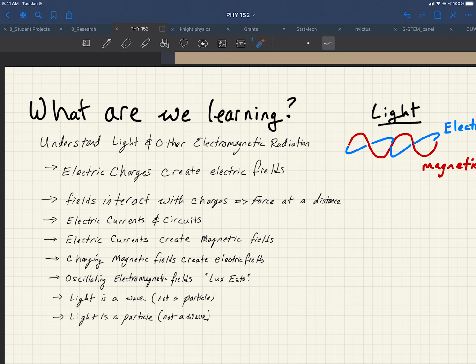Once we understand how to create forces at a distance, we're going to understand how to create electric currents and how to create electric circuits. From that, we're also going to study how electric currents create magnetic fields. We're going to learn that there isn't a separate magnetic charge. And so this is our first sort of hint as to what's happening. That is, electric currents or moving charges somehow produce magnetic fields.